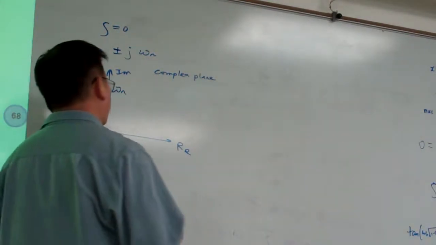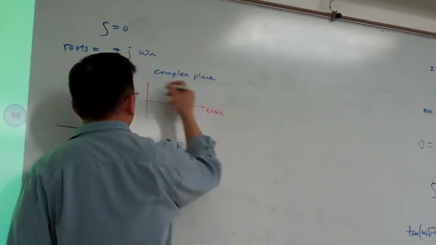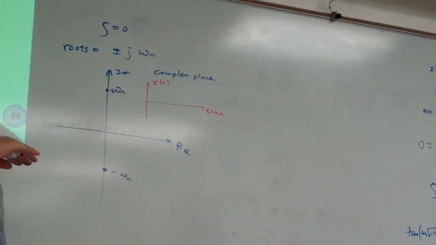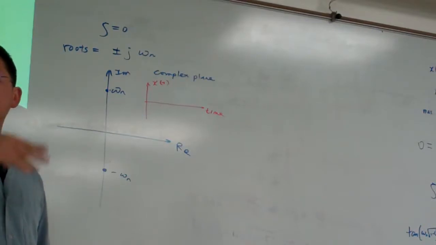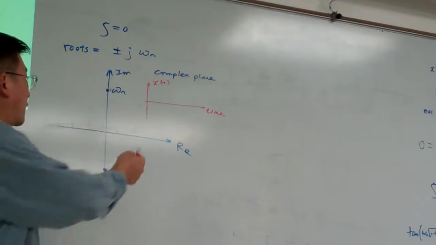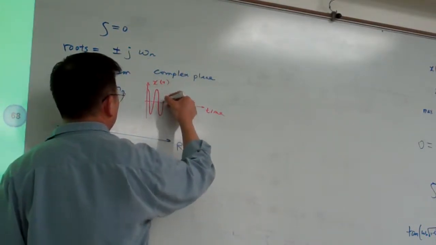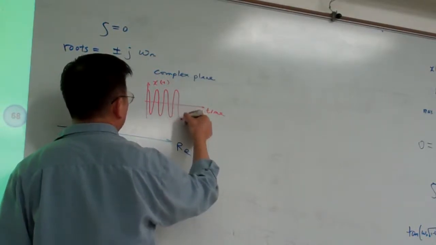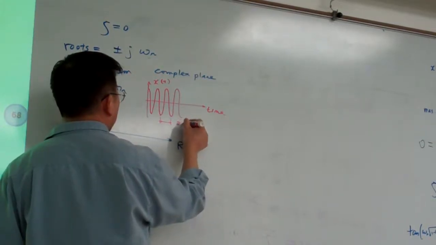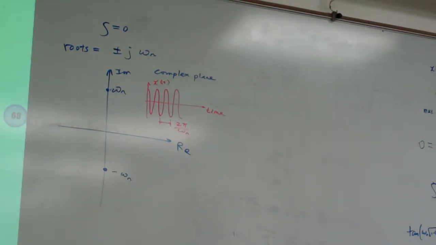So the real part becomes 0, then in the time domain, we know that this is time, and this is x of t. Because the real part becomes 0, there is no decaying. That means the oscillation keeps constant, and keeps constant with the frequency defined by omega n. From peak to peak or from valley to valley, the period is 2 pi divided by omega n. Okay, no decay.